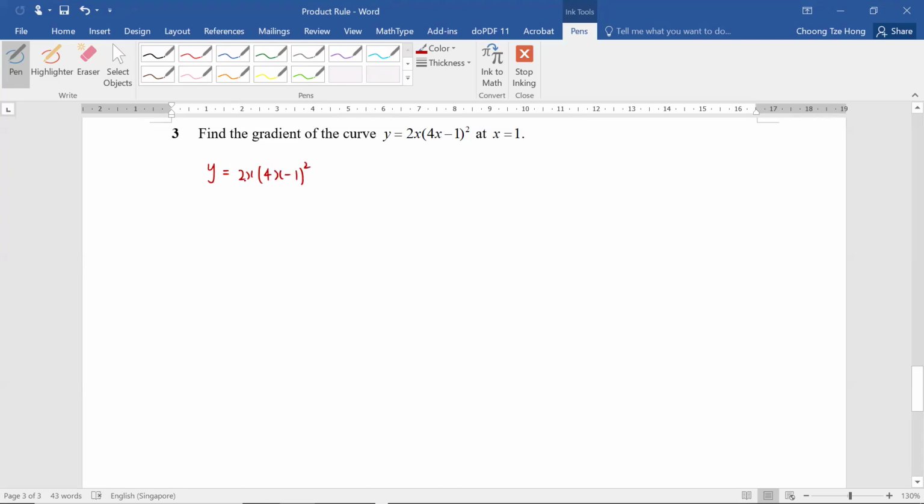So this one requires the product rule because it's the product of 2x and (4x minus 1) squared. So don't differentiate the first term. Differentiate using the chain rule, power reduced by 1. Then differentiate inside, you get 4 and you multiply here, plus. Now differentiate the 2x, you'll get 2, and (4x minus 1) squared. Let's tidy up first. 2 times 2 times 4 gets 16x, times (4x minus 1), plus 2 times (4x minus 1) squared.